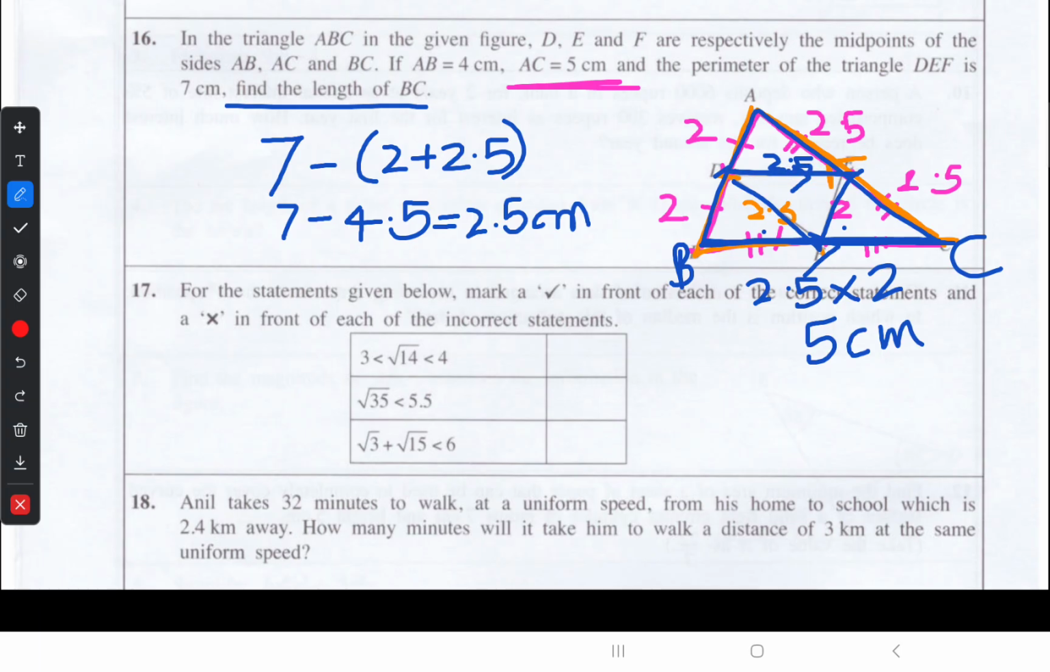Now we have to think of the converse theorem of the midpoint theorem. The midpoints are connected. This length is half of the third side's length. This length 2.5 is half of this BC, half of the third side's length. So to get BC, you should multiply 2.5 by 2. That will give you BC as 5 centimeters.